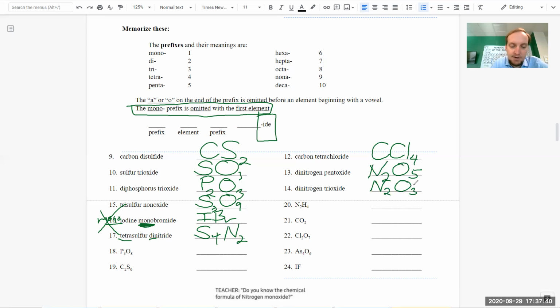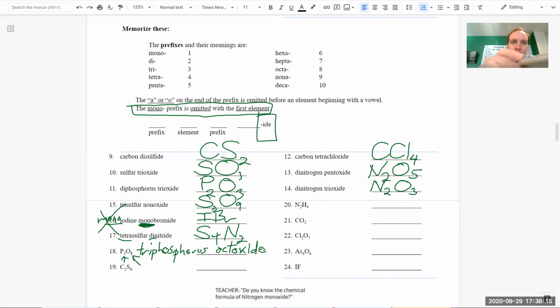So let's start with back here down at number 18 on the bottom left. So we have P3O8. Because there's a 3, I'm going to start with tri. P is phosphorus. Triphosphorus, and then we have 8, so that would be oxide. Again, we don't do the 2 O's back to back. We don't do octaoxide. That just sounds funny, right? Octoxide sounds a little bit better.